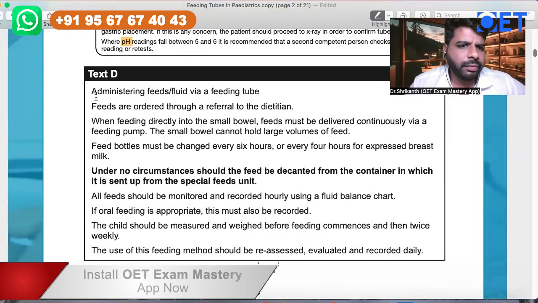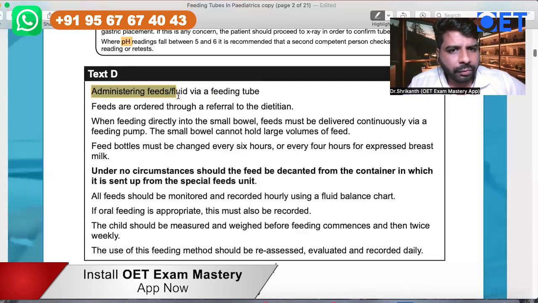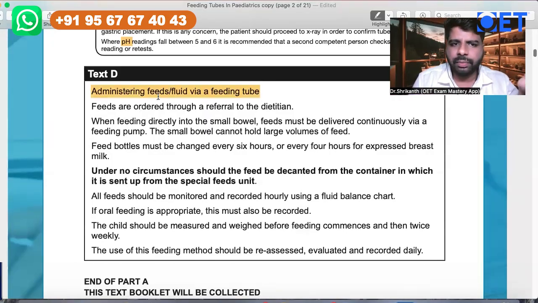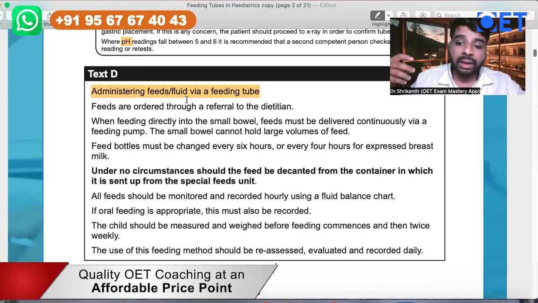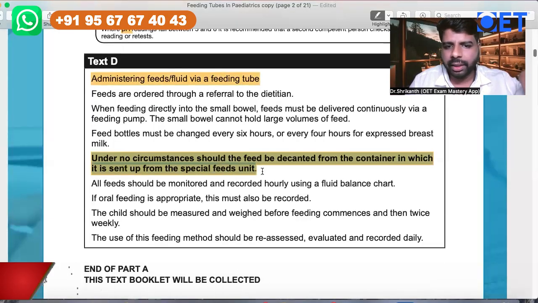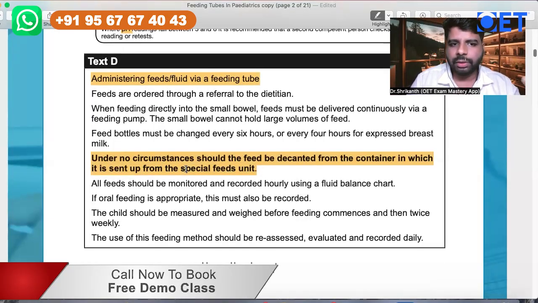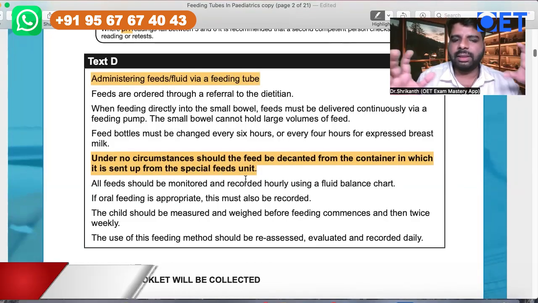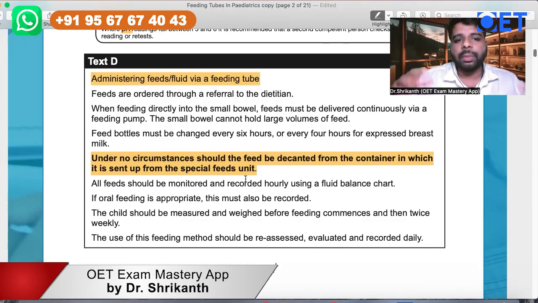In text D, we have two headings. The first is administering feeds or fluid via a feeding tube. These are the types of food we are giving. Feeds means solid foods or fluid. So we are administering the patient with foods or fluids using a feeding tube, and all that information will be given over here. Then we have another heading, under no circumstances. Here they're giving you a warning: under no circumstances should the feed be decanted from the container in which it is set up from the special feeds unit. So they're giving you a warning that you're not supposed to do this.